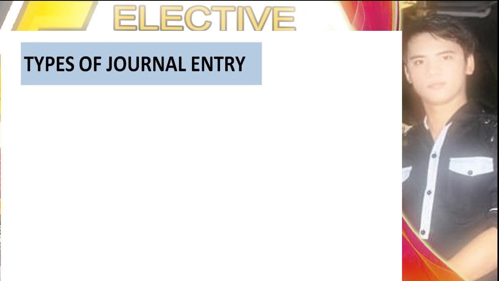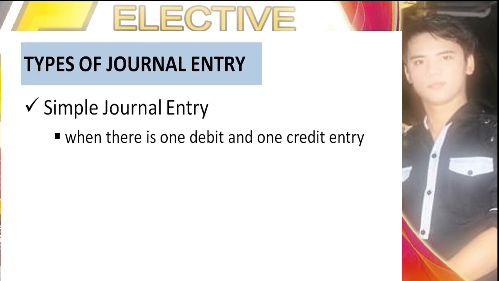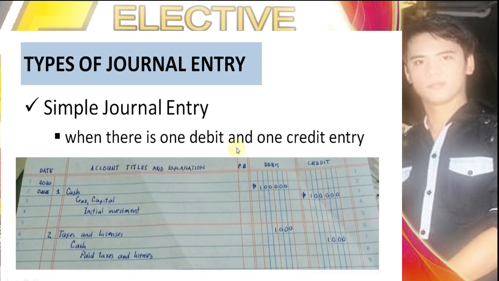And then we have types of journal entry. The first is the simple journal entry. What is a simple journal entry? There is only one debit and one credit entry. An example is this one. We have here 1 debit and 1 credit entry. That is an example of a simple journal entry.